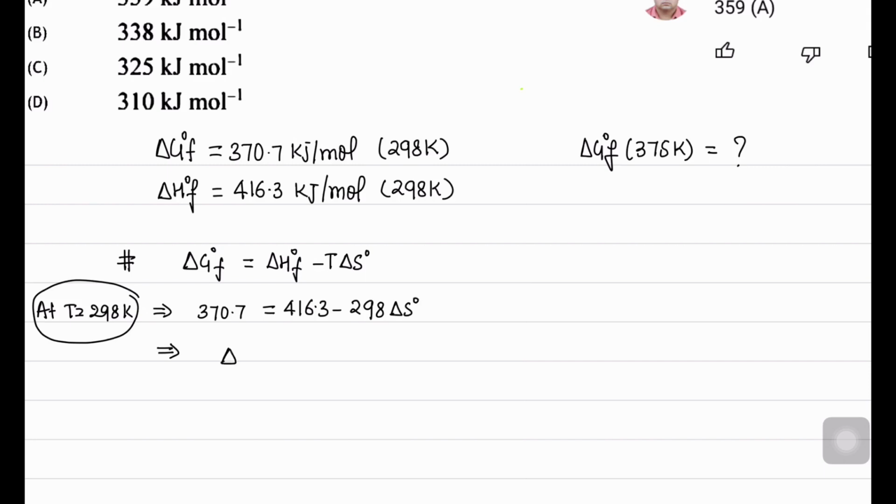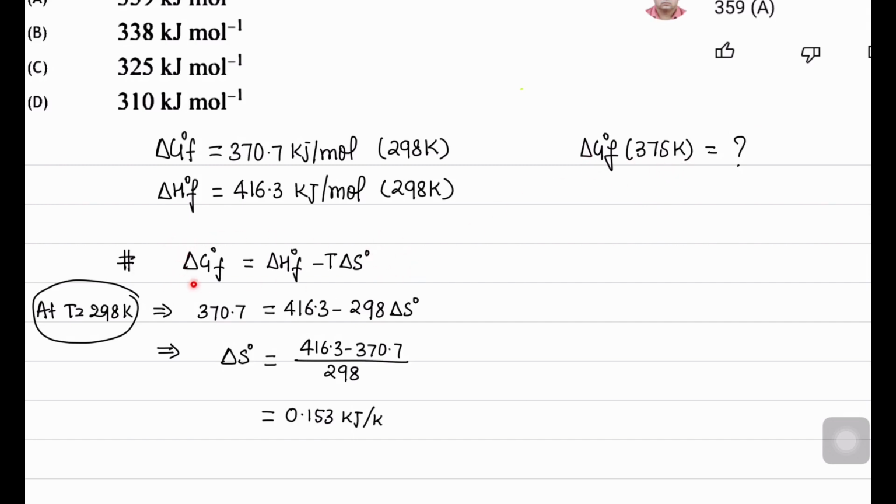So first we'll find the entropy change, and that will be 416.3 minus 370.7, a simple calculation, divided by 298. Simply doing it, we get approximately 0.153 kilojoule per Kelvin. That is the value of entropy change. What we have to calculate is delta G naught F at 375 Kelvin.